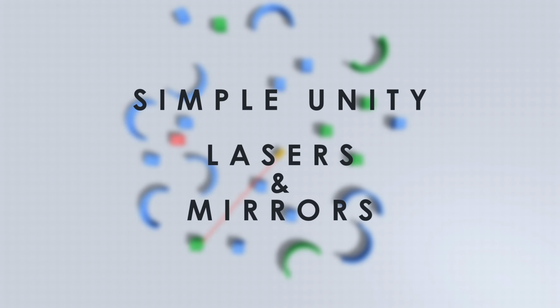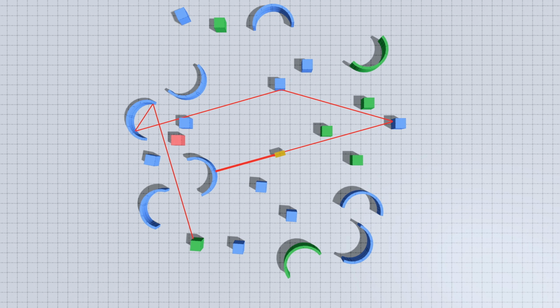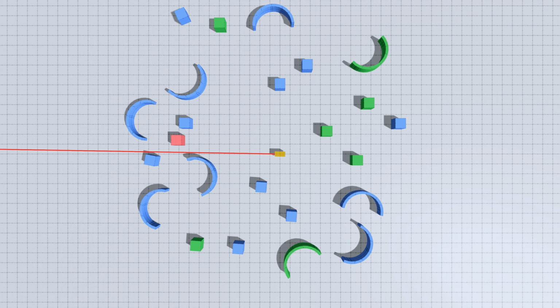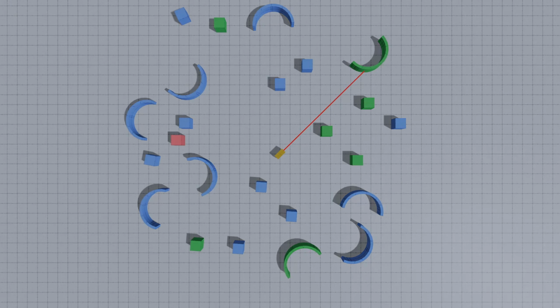Hi, in this Unity tutorial we will be learning how to create a laser. This laser will be stopped by regular objects, reflected by mirrors, and also detect intruders when it crosses them. In our example scene, the green objects represent regular non-reflective items, the blue objects represent mirrors, and the red object represents an intruder.